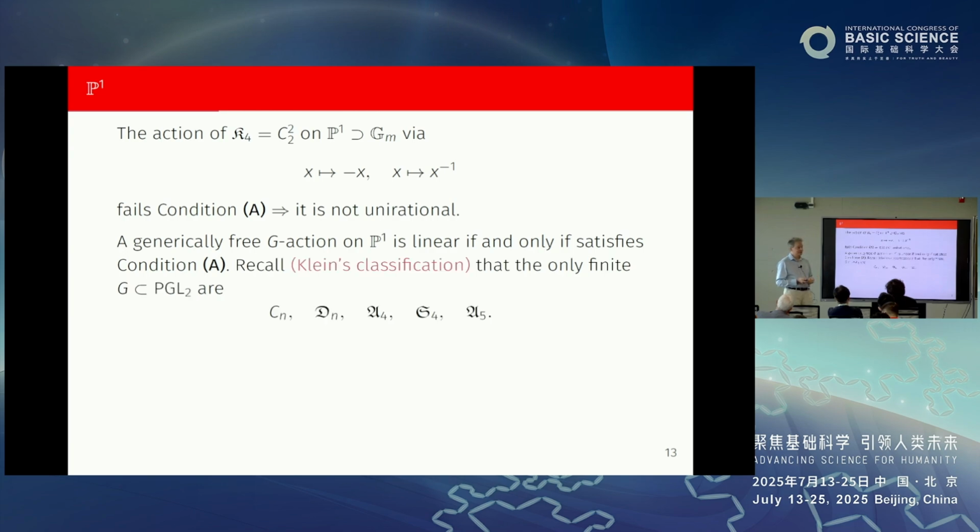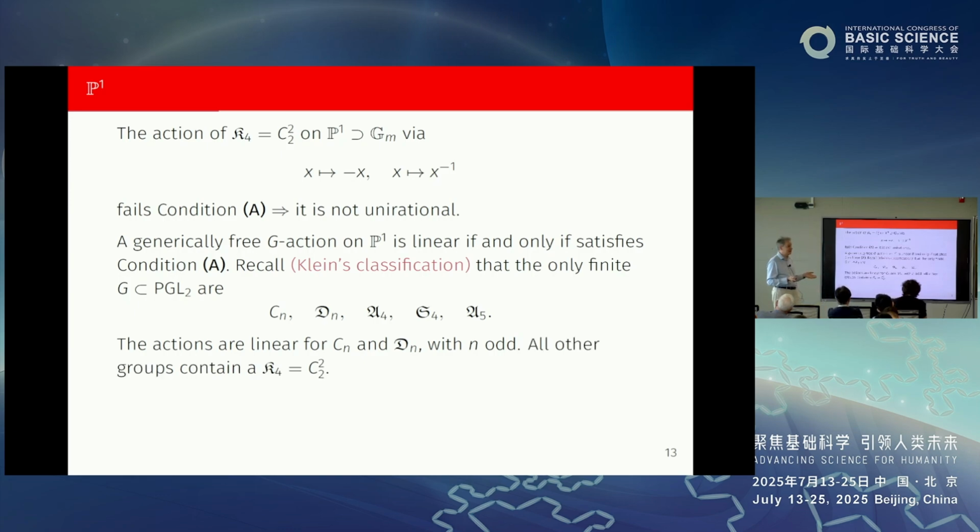By Klein, you know what these finite groups are. It's a cyclic group, dihedral, A4, S4, A5. Cyclic groups, of course, have fixed points. Dihedral groups of order 2n, where n is odd, are also linear, those actions, and all the other actions would contain the Klein 4 group as a subgroup, and therefore not be unirational equivariantly. Okay, so that's the answer for P1.